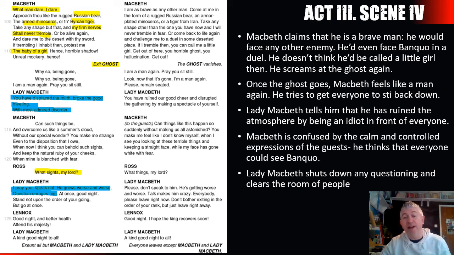She sees the danger. Macbeth is not calming down. Macbeth is a liability. Macbeth might confess to what he's done with Banquo. He might confess to what he's done with Duncan. And that is far too dangerous. So she gets everybody out of the room. Lennox says, "Good night and better health, attend his majesty. A kind good night to all." And everyone goes, leaving Lady Macbeth and Macbeth on stage alone.